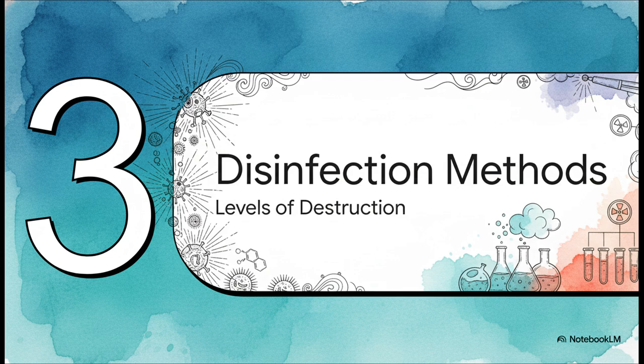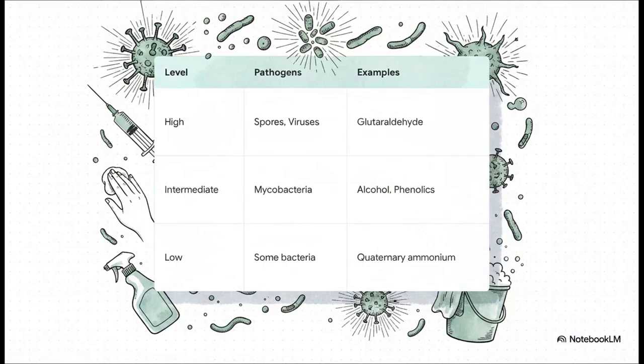Okay, let's jump to Section 3, Disinfection Methods and Levels. Think of disinfectants as having a stepped hierarchy. High-level disinfectants, like 2% glutaraldehyde or hydrogen peroxide, are your heavy hitters. They take out vegetative bacteria, mycobacteria, and most spores. We absolutely rely on these for critical, semi-critical items like endoscopes.